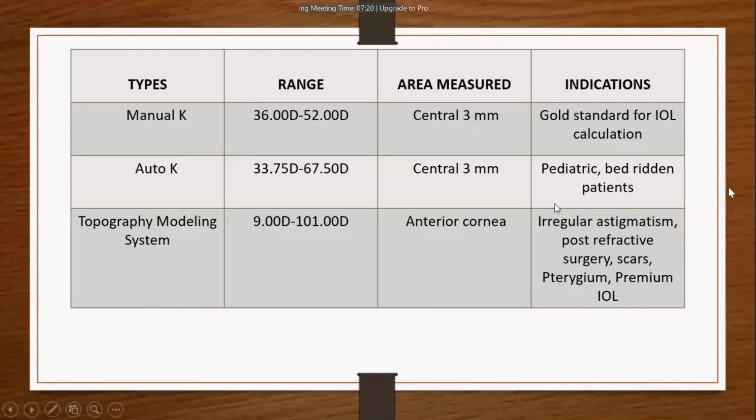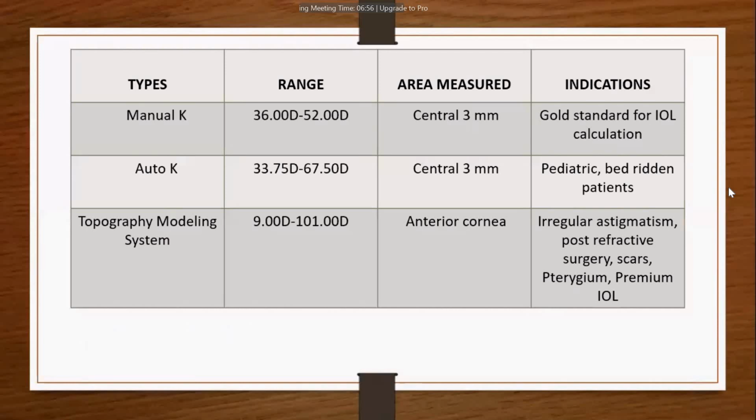Nowadays the modern trend is that many doctors go for a topography modeling system, which is the corneal topographer, the Pentacam, which gives the full range, from 9 diopters to 101 diopters. And in a few conditions like with the Pentacam, the area measured will be both the anterior and the posterior cornea.